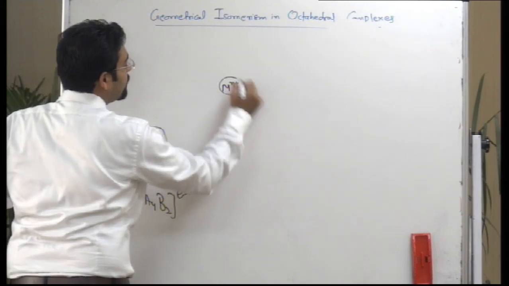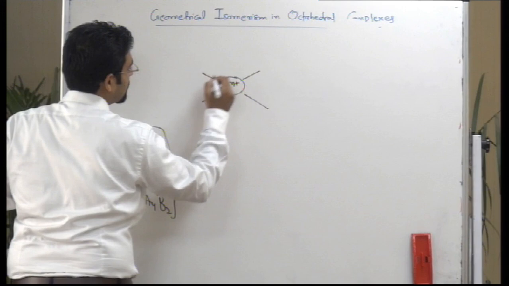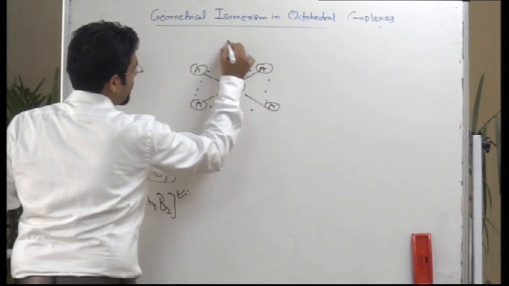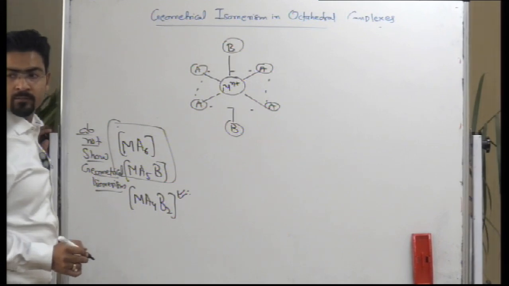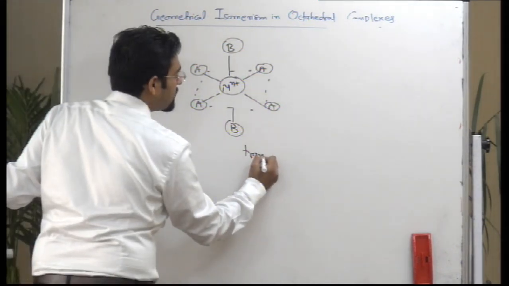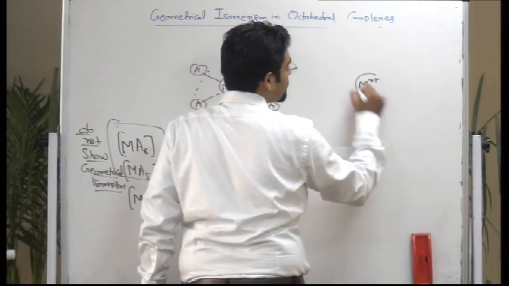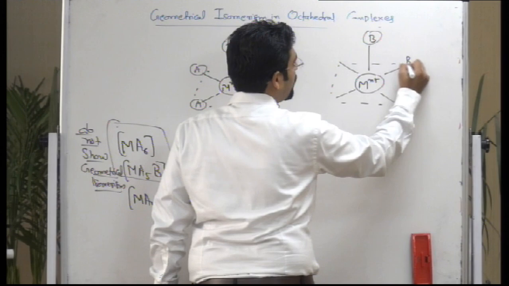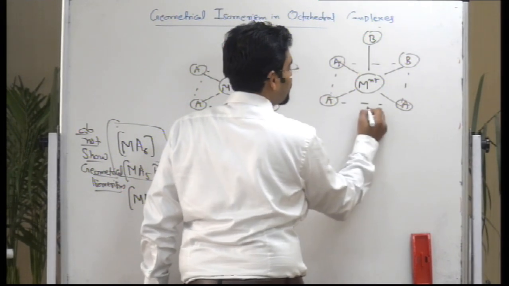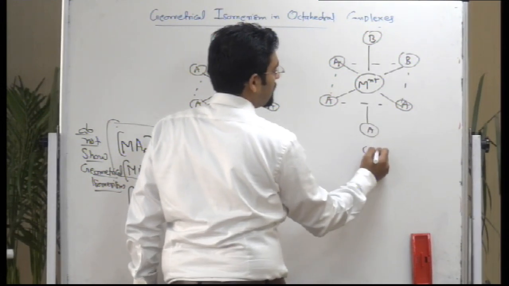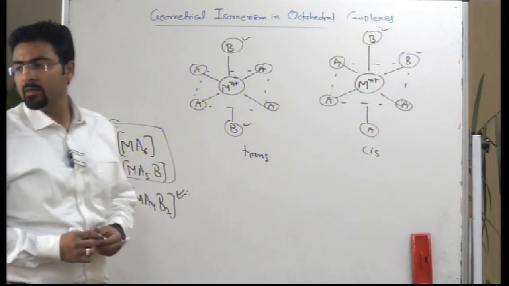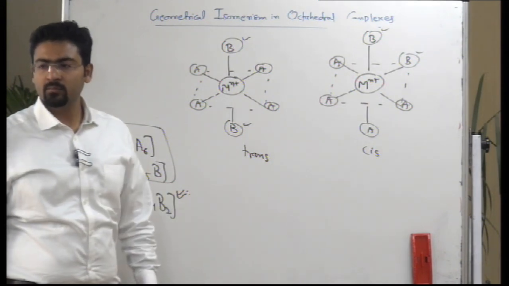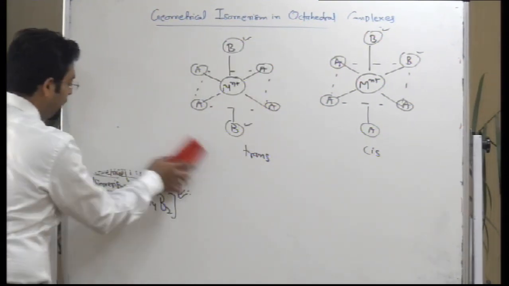So MA4B2. This is the case of MA4B2. This is the trans case, where the 2 B atoms are opposite to each other, and in the other case the two B atoms are adjacent to each other. So this is cis and this one will be trans. This is the simplest case of geometrical isomerism in the octahedral complex, right? So this is the MA4B2 type.